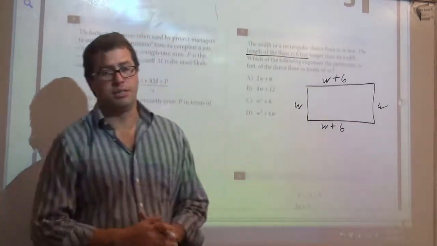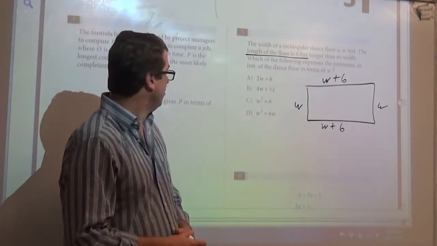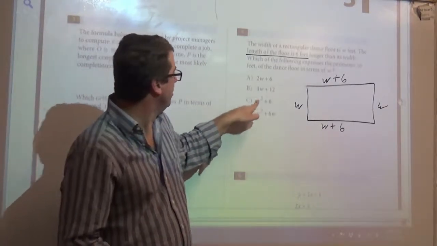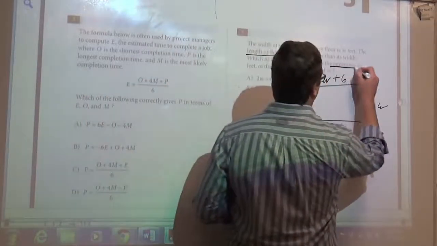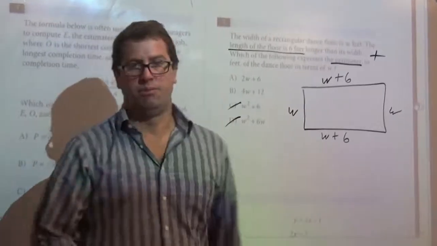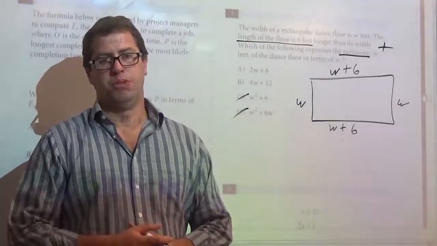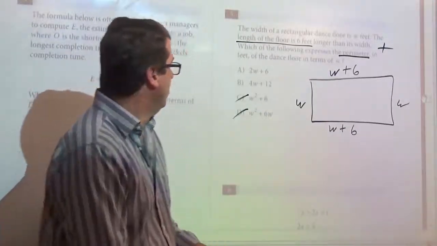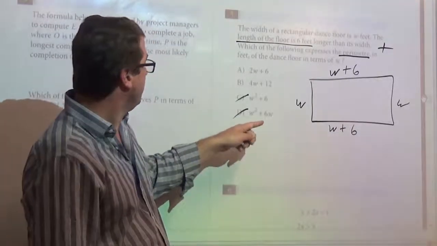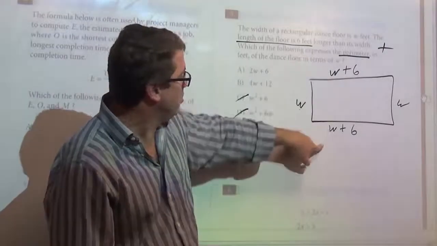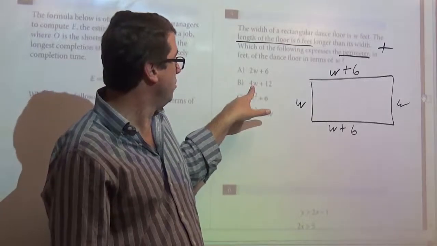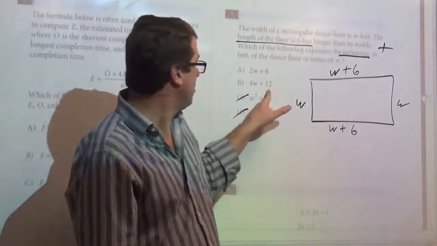Now that you've drawn it, it's pretty easy to answer this. I don't have any W squareds going on here. Perimeter means I'm adding. If I was doing area, I would be multiplying, and then I would have squared. A lot of their answer choices come from making common mistakes. So now that we've drawn it out, we've got 2 lengths and 2 widths, and if I add up all my W's, I have 4 W's. If I add up the 6's, I've got 12.